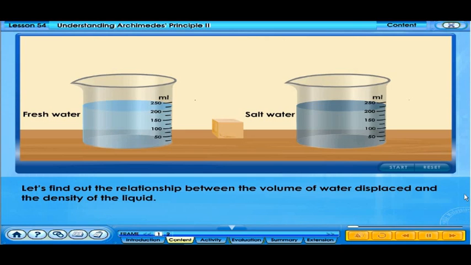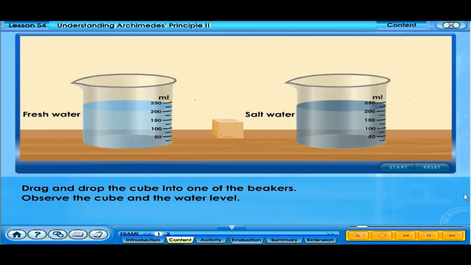Let's find out the relationship between the volume of water displaced and the density of the liquid. Drag and drop the cube into one of the beakers. Observe the cube and the water level.